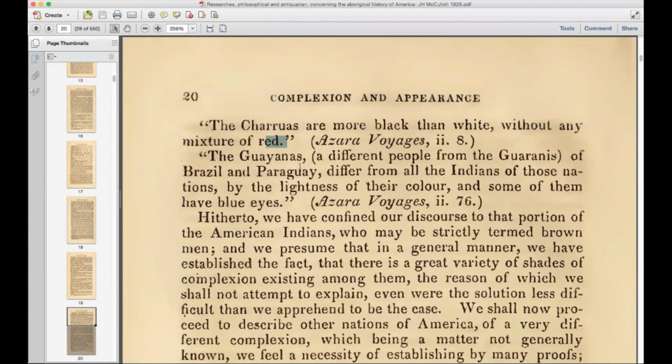The Guayanas, a different people from the Guaranis of Brazil and Paraguay, differ from all Indians of those nations by the lightness of their color, and some of them have blue eyes. So that's interesting, taking into account what they're saying. Again, if you really go into these books, they'll tell you straight up, but they have no European mixture. So they knew it was just part of what they found here, different types of complexions and people. Remember, this is the true old world. Where did all this originate?